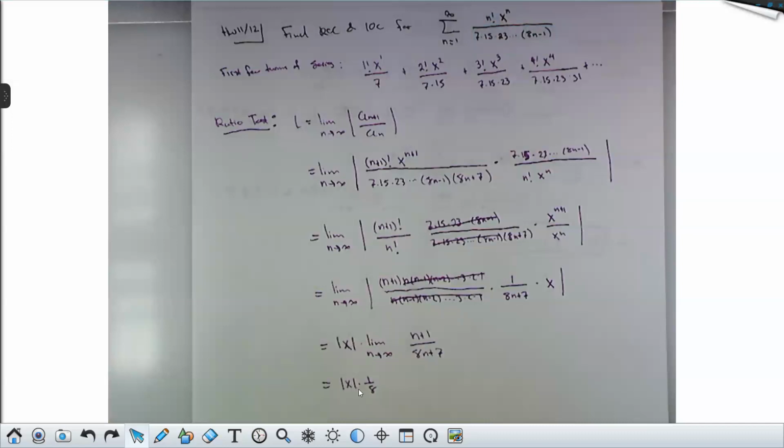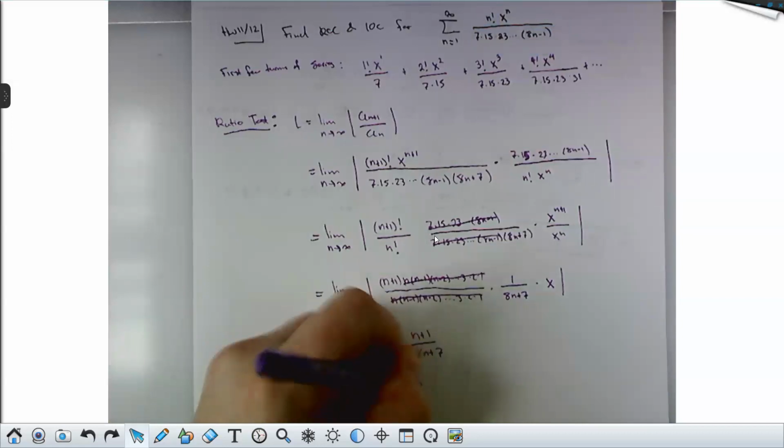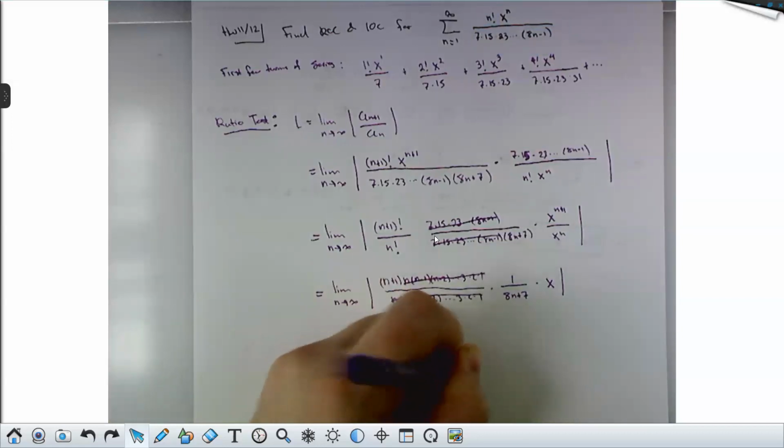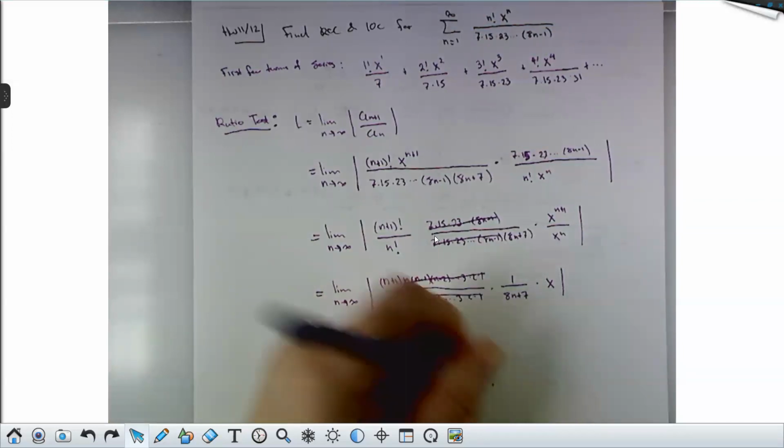If this limit came out to just the absolute value of x, then it would basically mean that the factorial and the thing downstairs are growing at the same speed. But since this came out to absolute value of x times 1/8, that means that the downstairs is winning. It's growing faster than the factorial. All right. So L from the ratio test is the absolute value of x over 8.